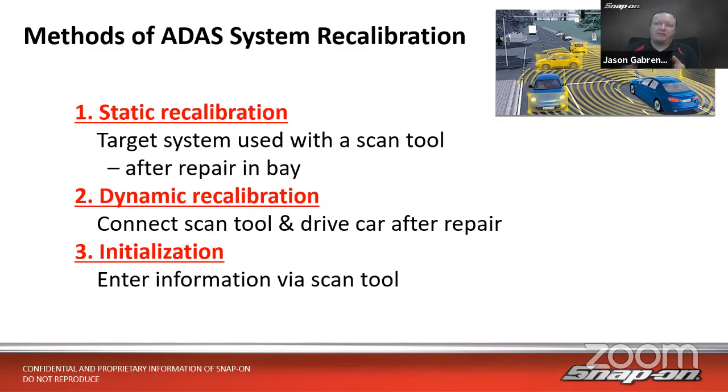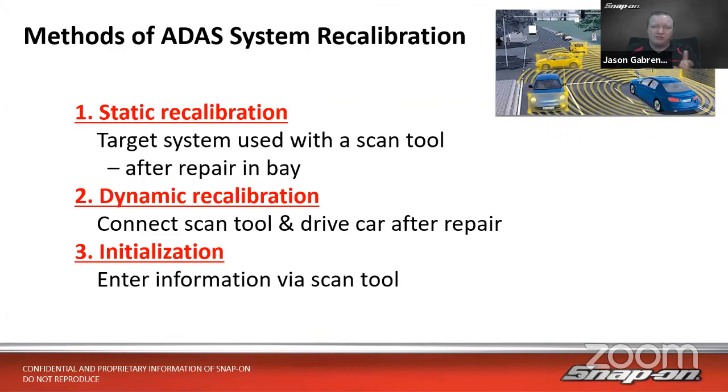Next, we have a dynamic recalibration. How that works is we hook up the scan tool, which basically puts the vehicle in a relearn mode, and then we drive the car under set conditions. So let's say it needs to be between 35 and 55 miles an hour, no harsh acceleration, no harsh braking, no lane changes, right? That sounds an awful lot like doing an OBD2 drive cycle for emissions, right? Very, very similar. We're driving a vehicle under set conditions. So it's very similar to a drive cycle.